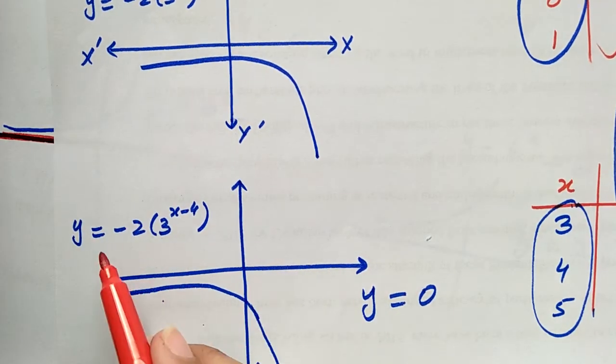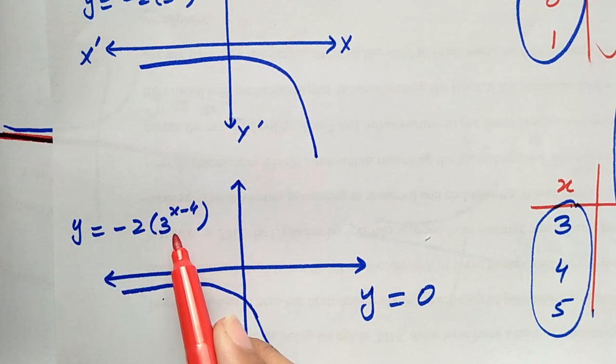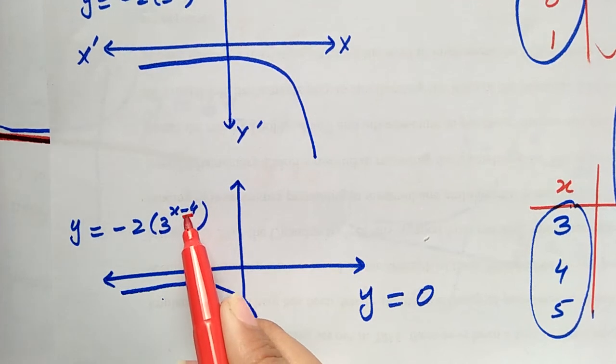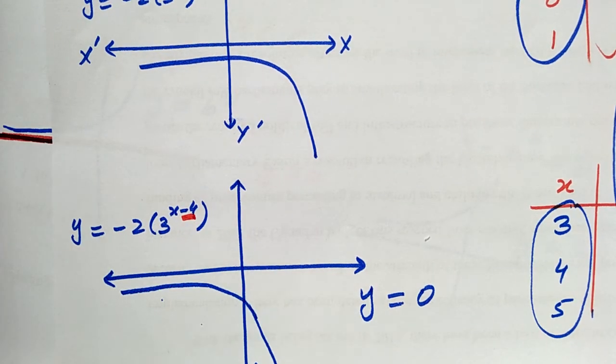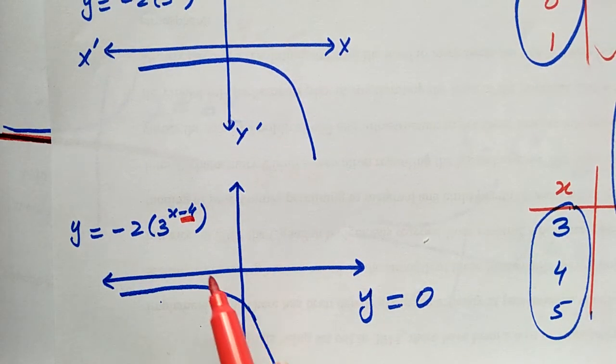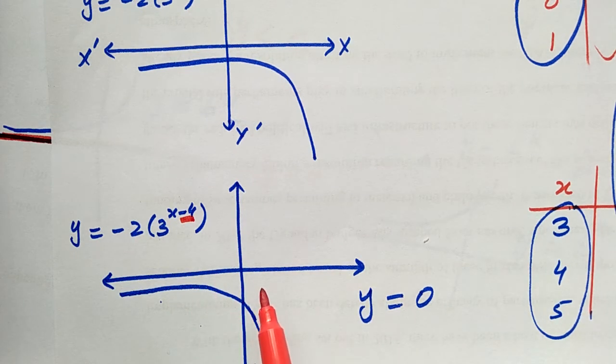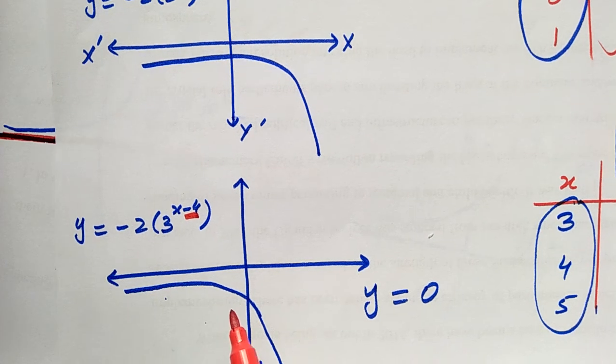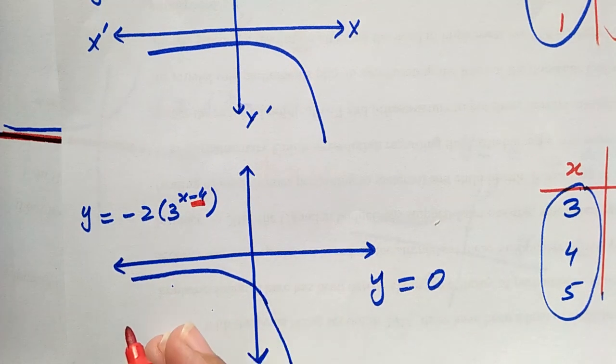Now the final y equals -2 times 3 raised to power x minus 4. Now see x minus 4. My graph will move 4 units in the right direction.